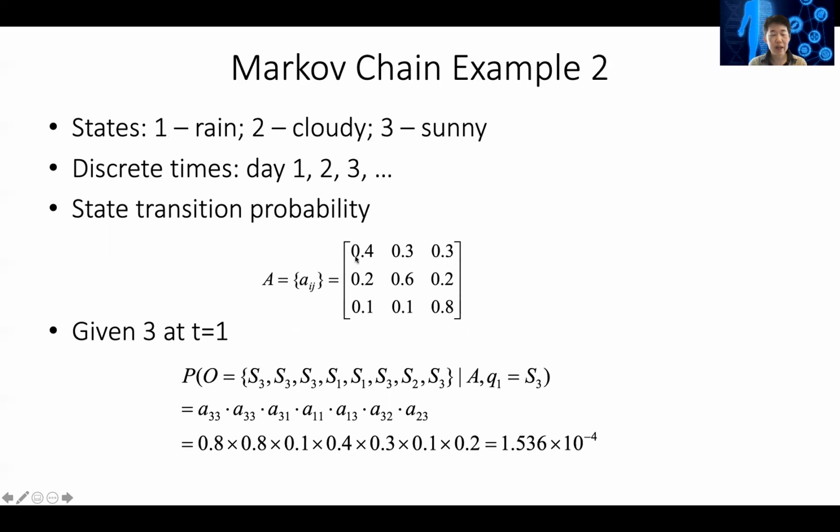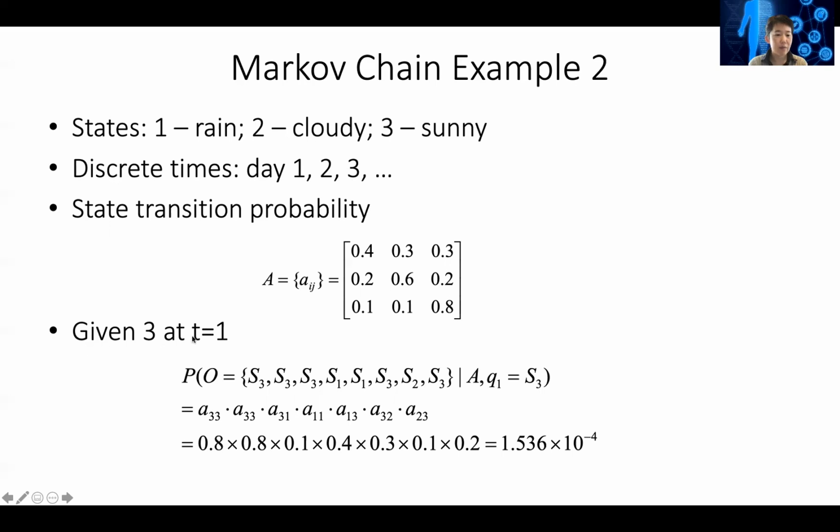If you have a rainy day, there's a 40% chance it will rain again, 30% chance cloudy, and 30% sunny. If it's cloudy, 60% chance it will be cloudy again, but 20% chance rain or sunny. And if it's sunny, it's 80% sunny again and 10% each for rain and cloudy. Of course, this is a completely artificial transition matrix. But imagine we have a transition matrix like this.